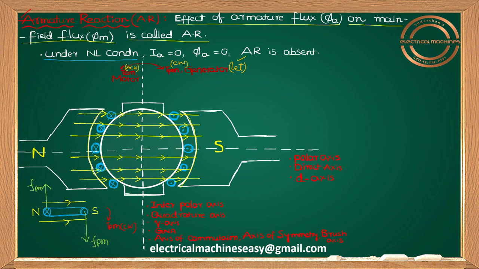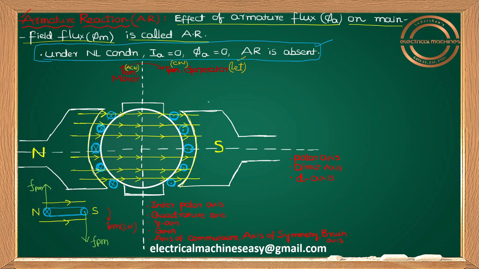Whenever phi A is not there, you know, what is the definition of armature reaction? The effect of armature flux phi A on main flux phi is called armature reaction. Whenever phi A is not there, do you have any armature reaction? No. So simply I can write: under no load condition, IA equal to 0, phi A equal to 0, armature reaction is absent. Though it is a very simple point, please try to understand. Under no load condition, armature reaction is absent since phi A is equal to 0, because IA is equal to 0. Is it okay for you?